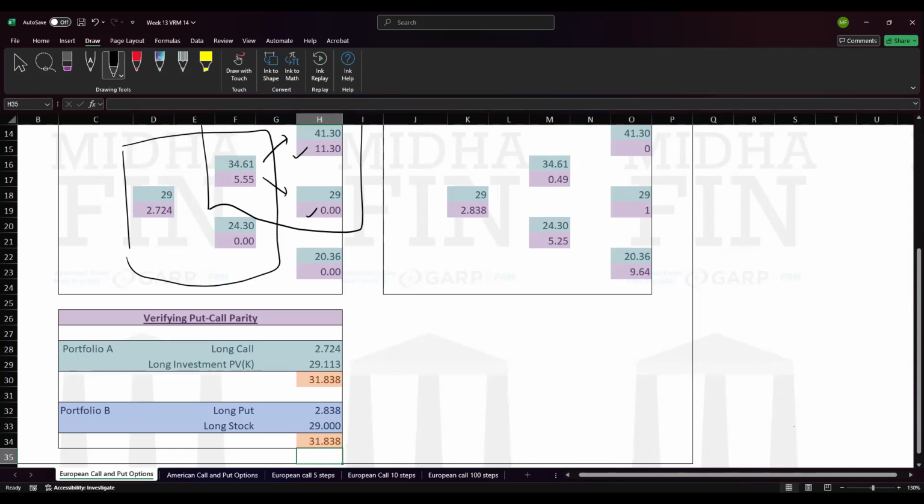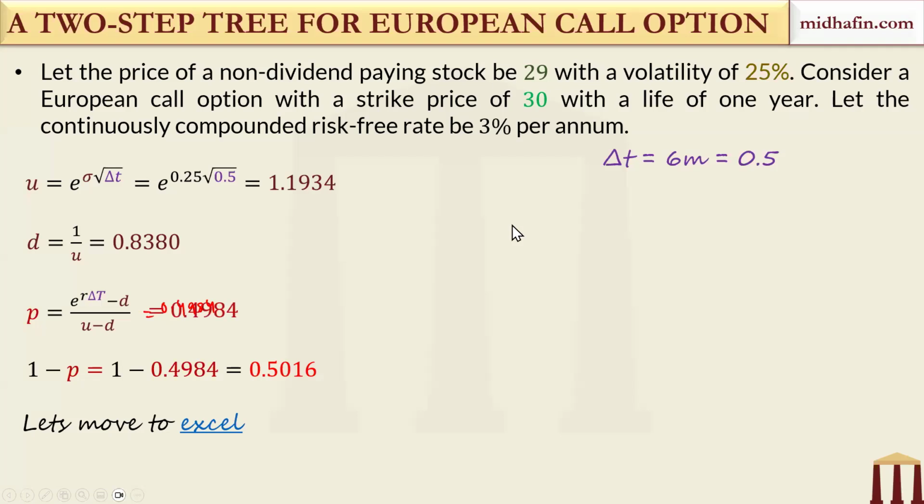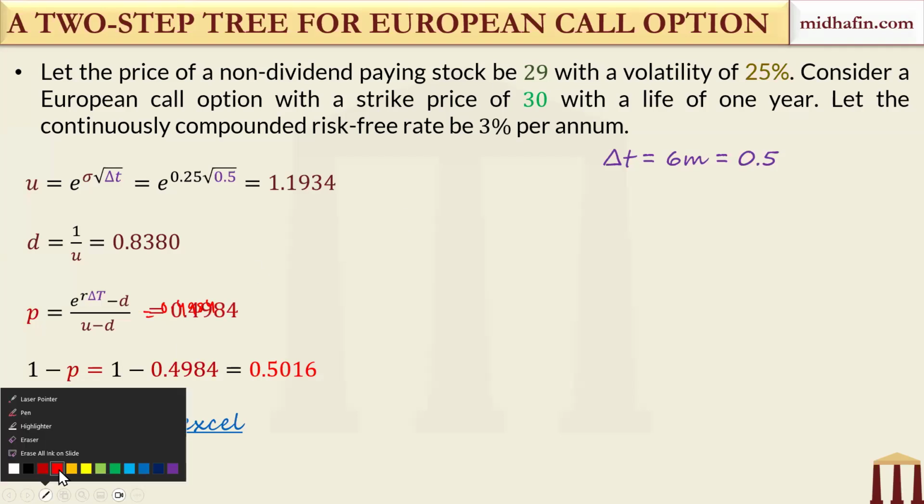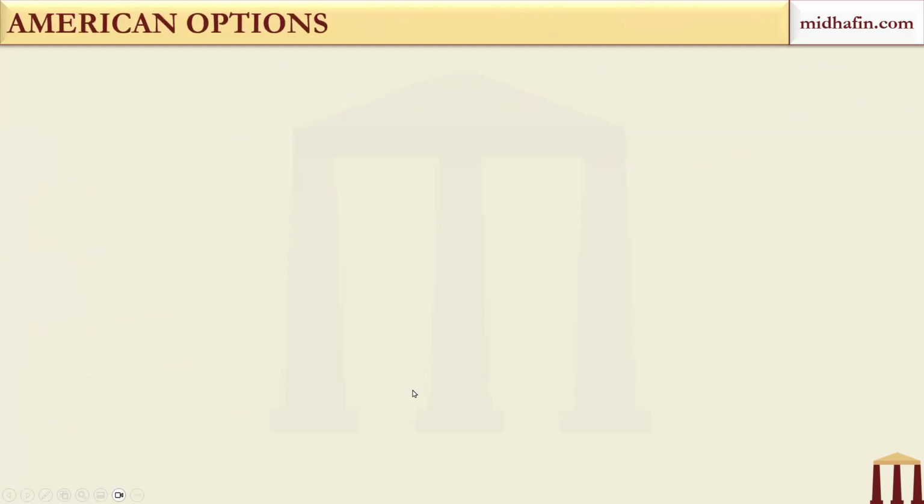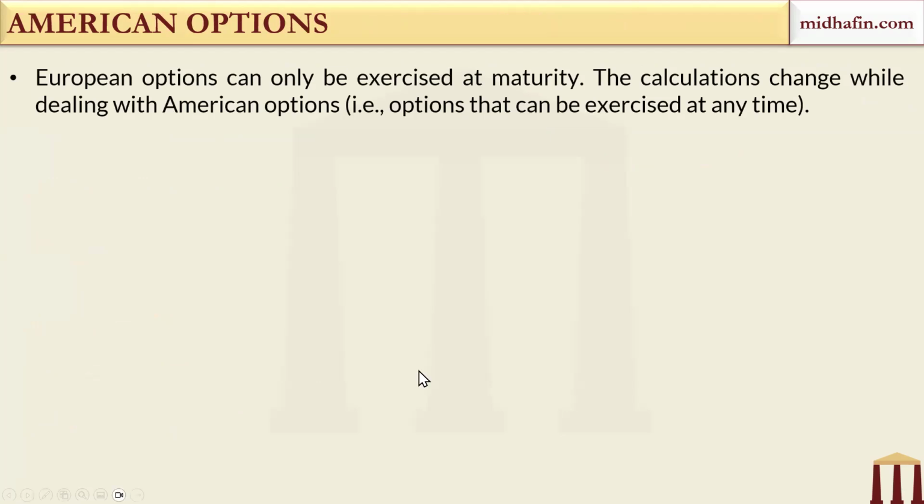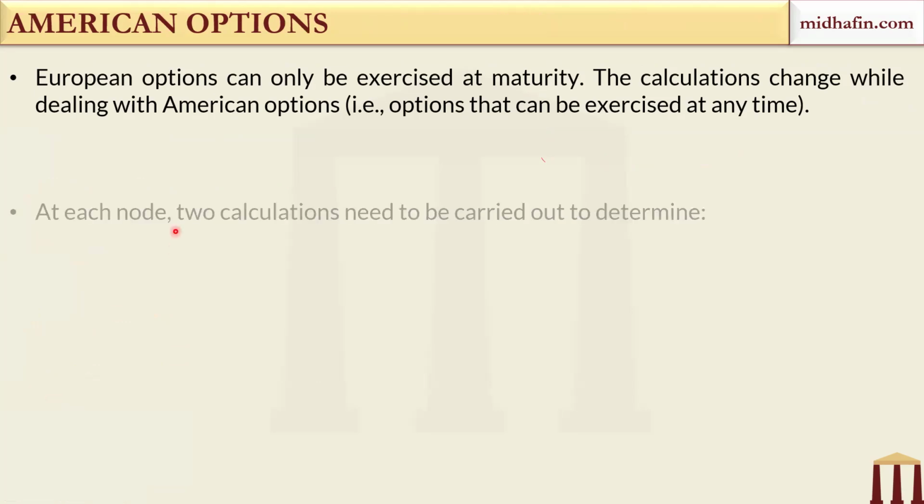Okay, fine. Now let us go back to our PPT where we were doing the European call option. What if we have American options? Now, for American options, they can be exercised at any time. So the calculations will change. What will be the change?